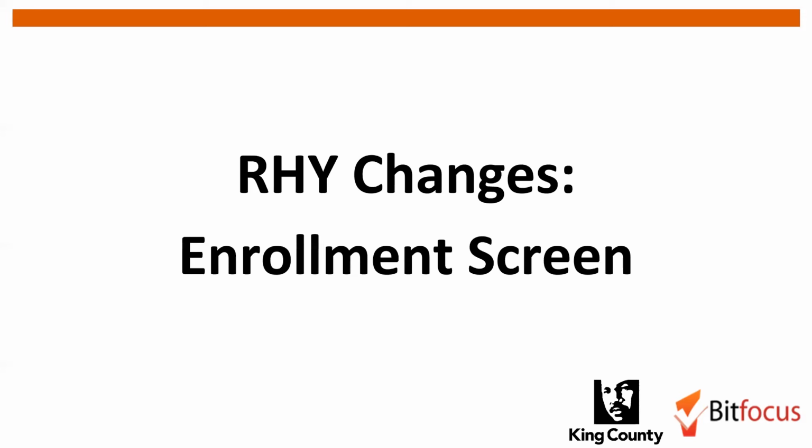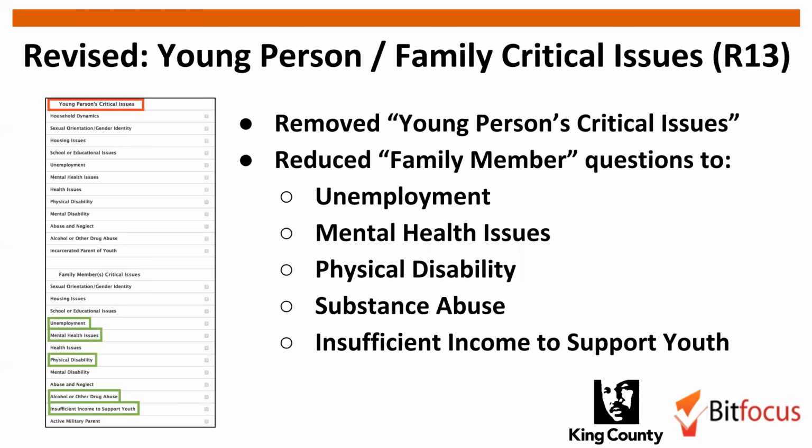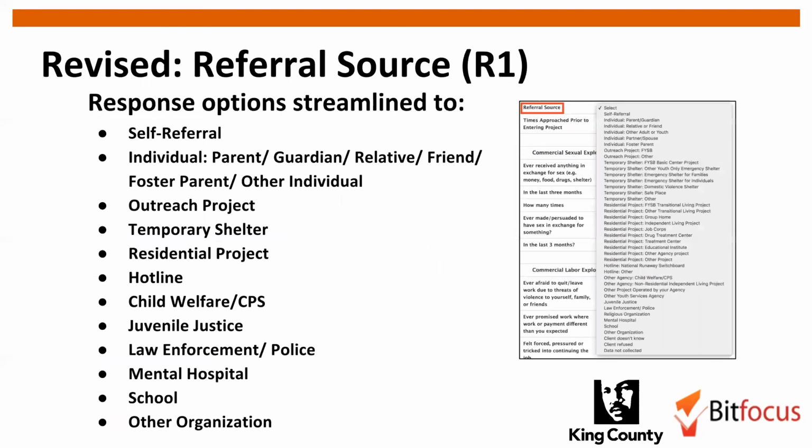We're going to start by discussing changes to the enrollment screen. Currently, there are two sections on the enrollment screen, young person's critical issues and family members' critical issues. These elements have been streamlined. The young person's critical issues section has been removed, and the family member critical issues section has been reduced to just the elements listed there on the screen, and they're also the ones that are highlighted in green in the image on the left.